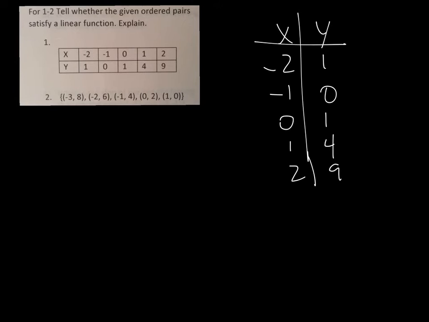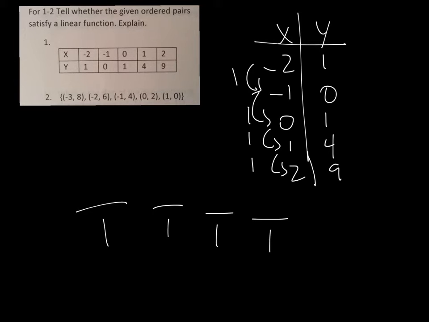Now what I'm going to do is I'm going to do change in x. Notice I'm going by individual 1s. So this is going to be plus 1, plus 1, plus 1, plus 1. So for all of those, the denominator or the change in x is 1. Now, from 1 to 0, that was a minus 1. To go from 0 to 1, that's a plus 1. To go from 1 to 4, that's a plus 3. And to go from 4 to 9, that's a plus 5.